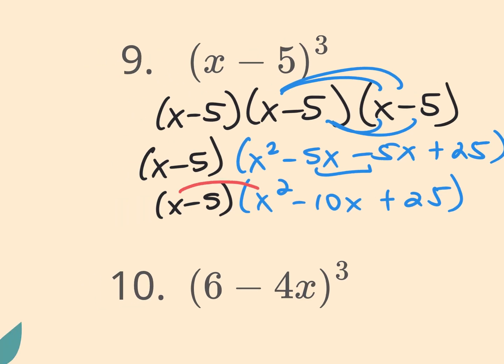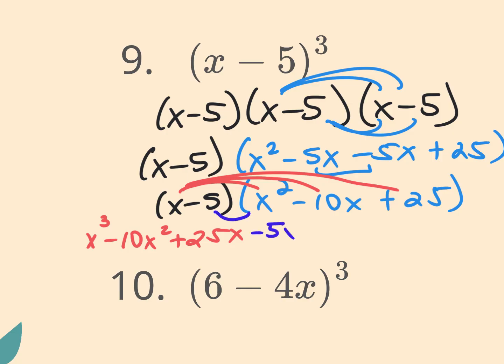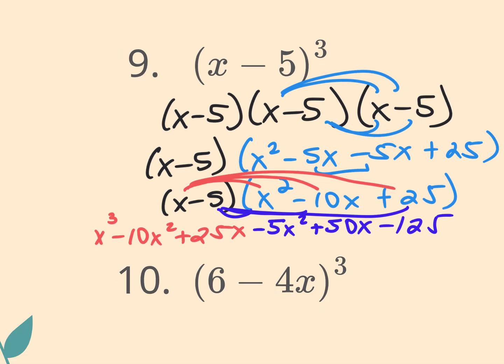So let's go. X times x squared is x what? Cubed. X times negative 10x? Negative 10x squared. X times 25 plus 25x. Good. And now we're going to do the same thing with negative 5. So negative 5 times x squared is negative 5x squared. Negative 5 times negative 10 is plus 50, and then you have an x. And then negative 5 times 25 is minus 125.